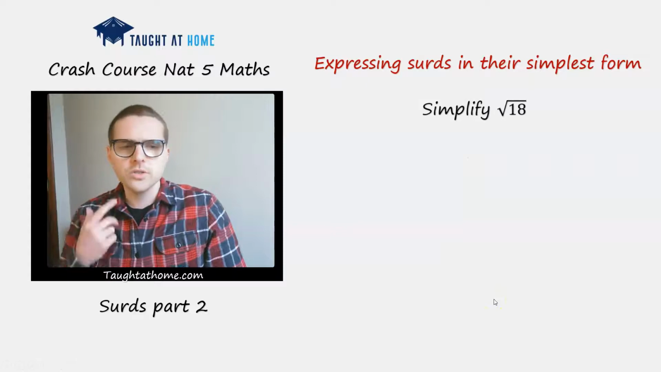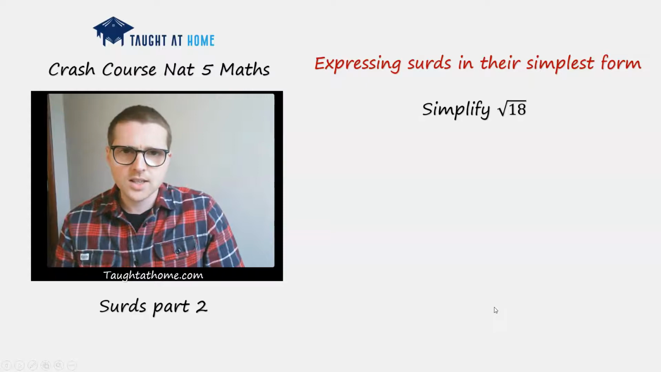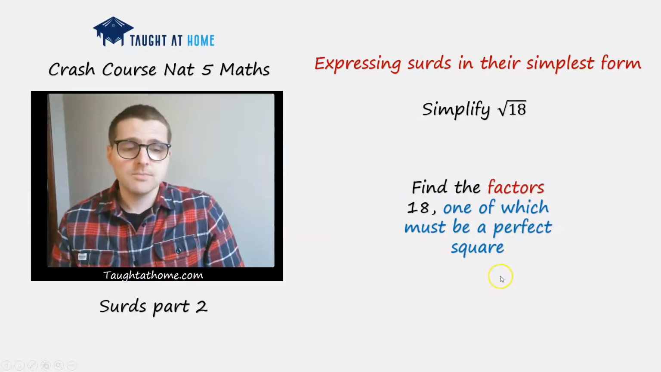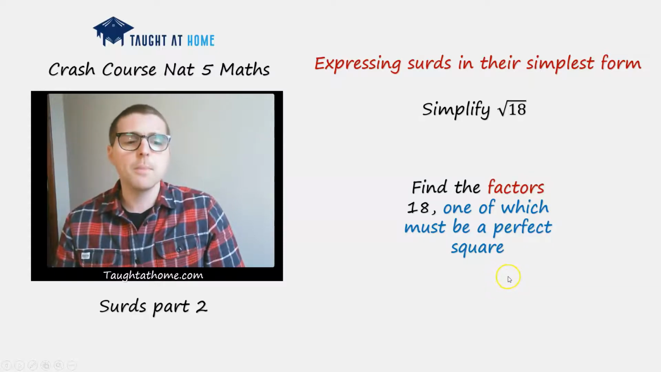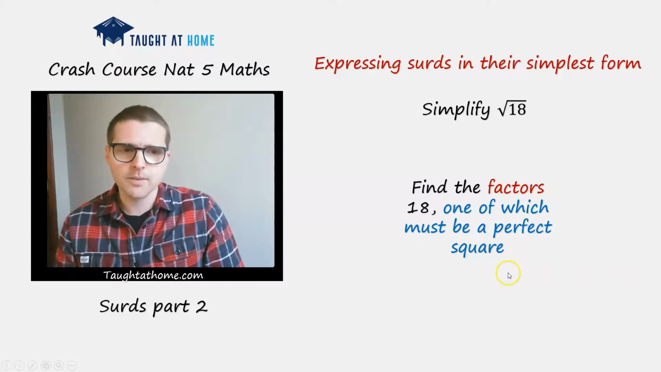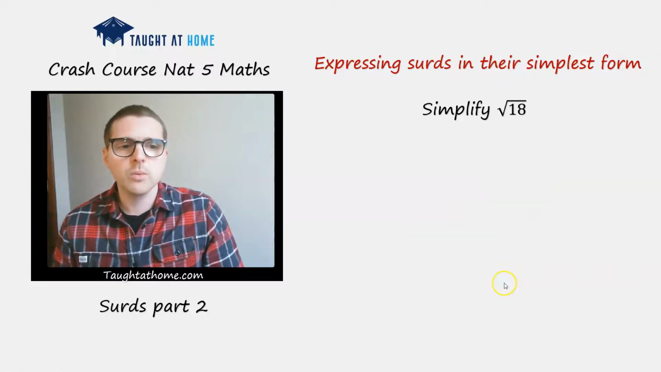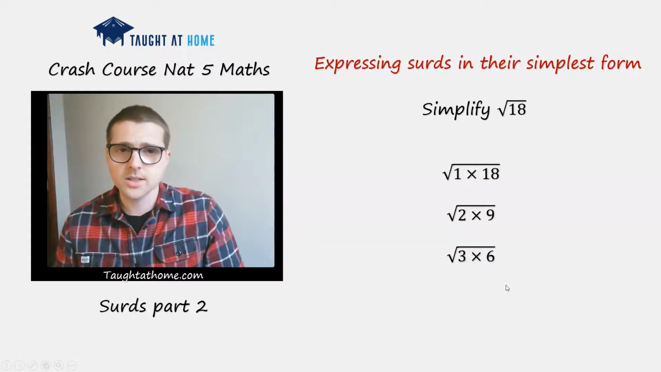Okay, so we're going to try and simplify the square root of 18 this time. In the process of simplifying surds like this, we need to find the factors of 18. And the key here is that one of those numbers must be a perfect square. So let's think about the factors of 18 first of all. Well, we could have the square root of 1 times the square root of 18. We could have the square root of 2 times the square root of 9, or we could have the square root of 3 times the square root of 6.